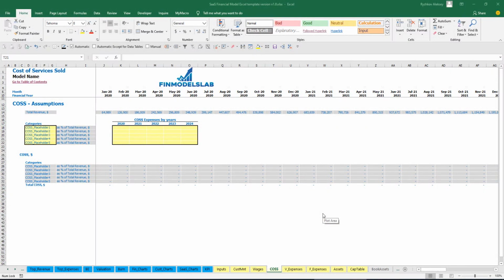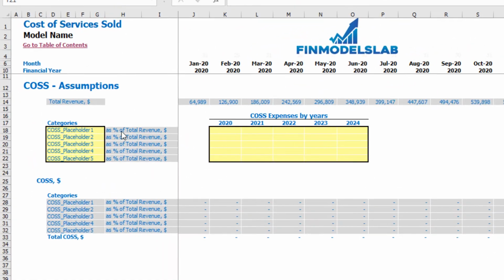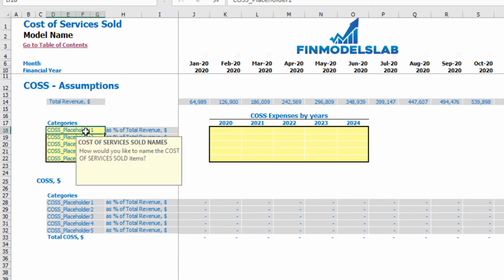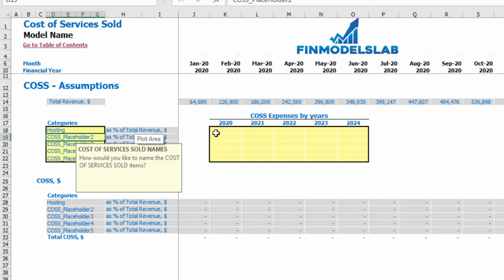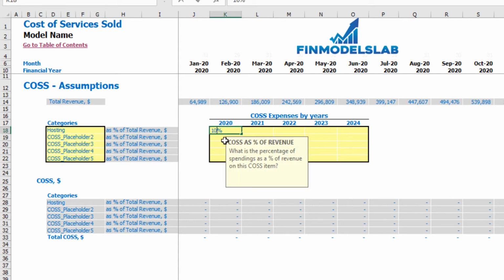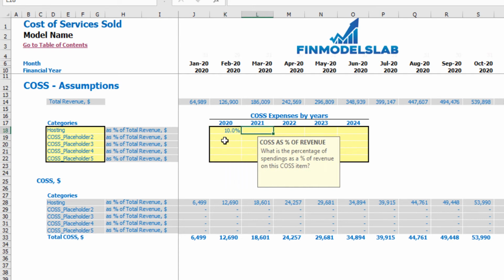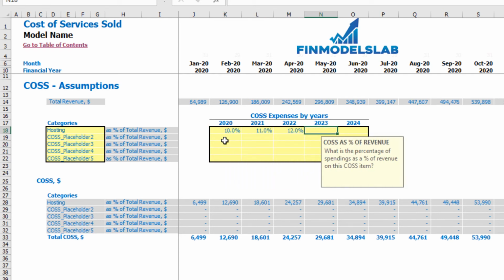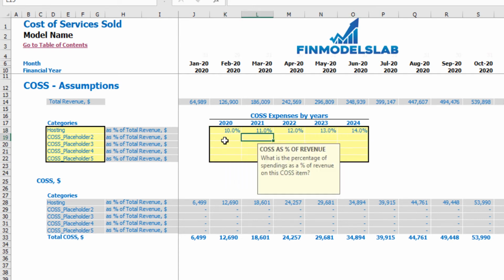On the cost of services sold, you may set up to 5 cost of services categories as a percentage of total revenue. Let me show you how it works. For example, one of the categories can be hosting, and let's pretend this will be in 2020 10% of your total revenue, then 11, 12, 13, 14 for example.